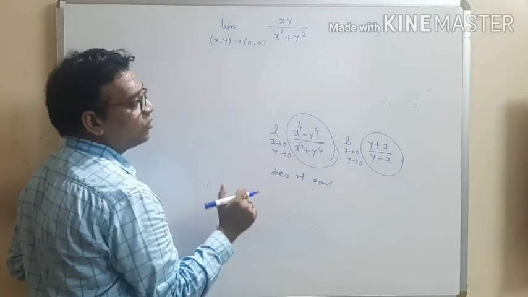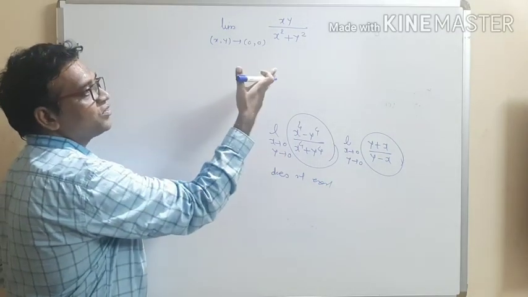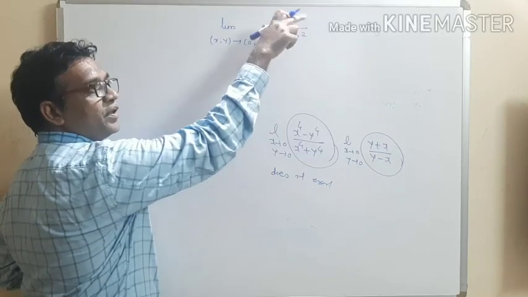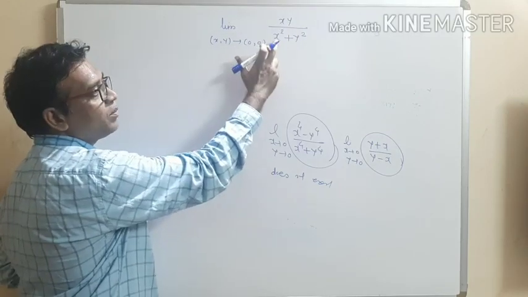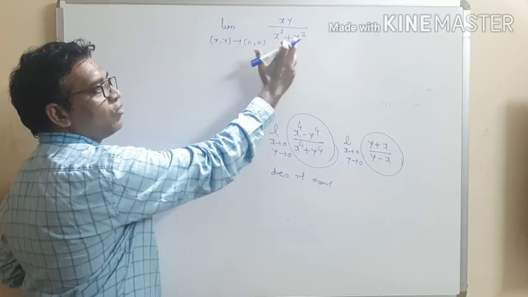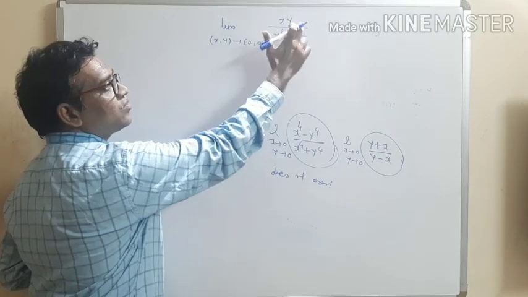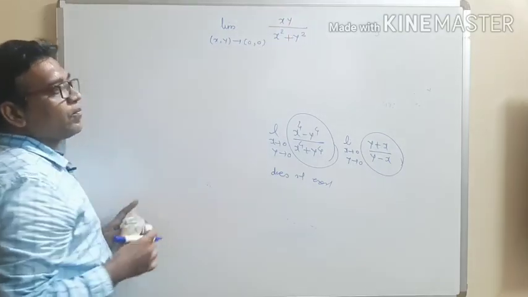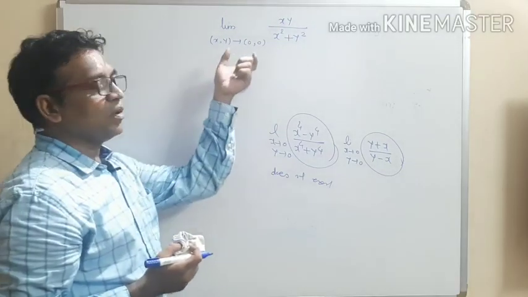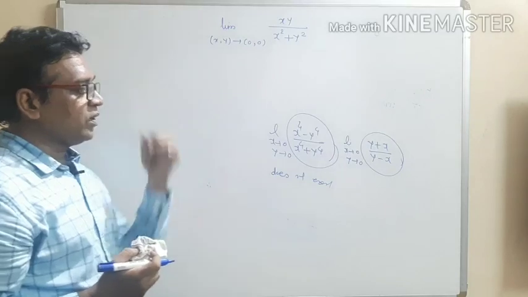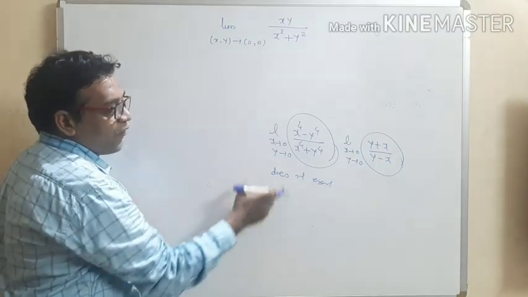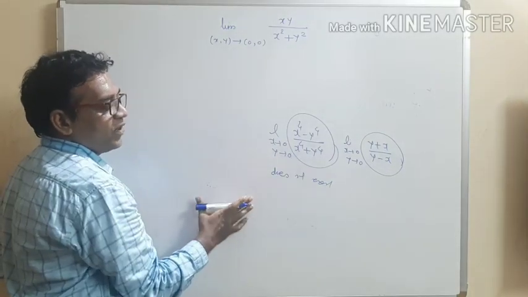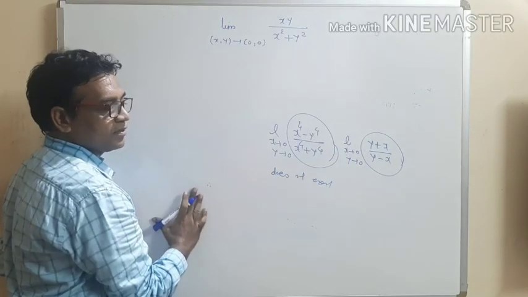If the function is homogeneous, this is again a homogeneous function. This is a homogeneous function of degree 2. Degree of every term is the same. x square means degree 2, y square means degree 2, x into y, so 1 plus 1, it is degree 2. So degree of every term is the same, so it is called the homogeneous function. So what is the rule? If the function is homogeneous, then always the limit does not exist.